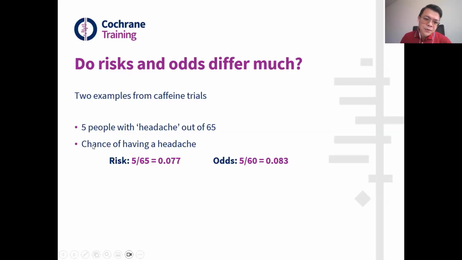When we calculate the risk, we get 5 over 65, which is 0.077. And when we calculate the odds, we get 5 over 60, which is equivalent to 0.083. And here, we notice that the odds and risk are quite close. Now, let's look at another example.